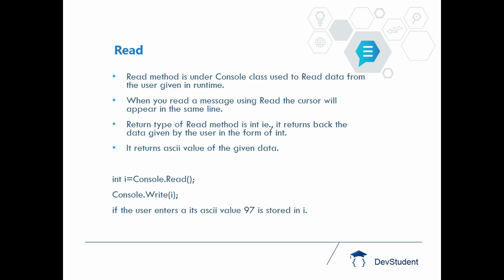So here is an example: int i = Console.Read(). The user can enter a value which can be read using the Read method. And if you print the value inside i using Console.Write, in the output screen, the value will be printed as 97, because 97 is the ASCII value for the value which the user has entered, which is a.